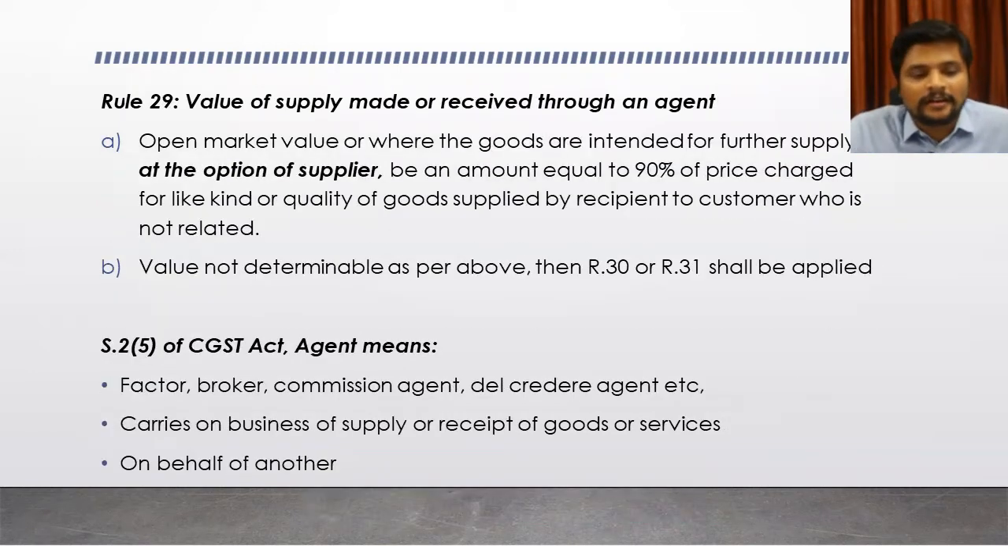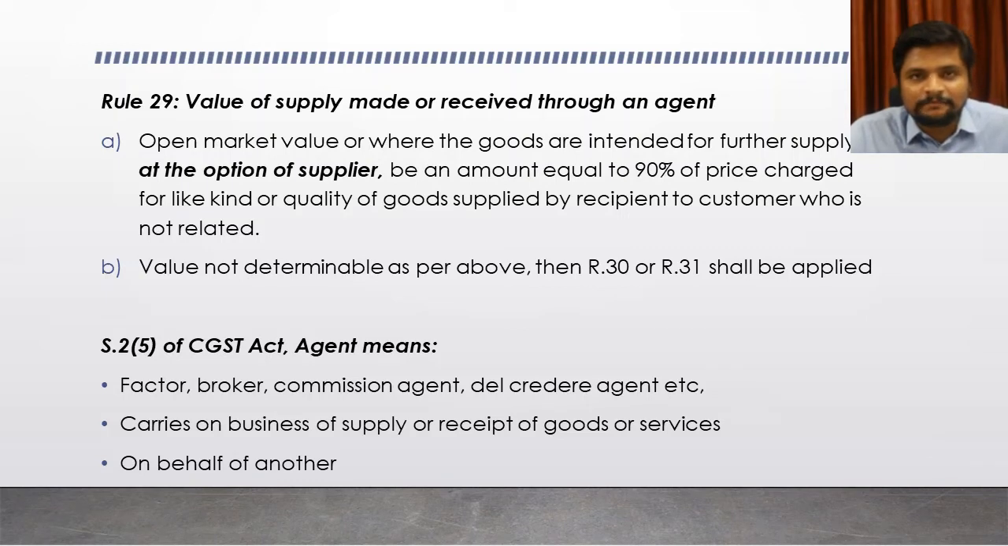Okay, next we will enter into rule 29. Value of supply made or received through an agent. Rule 28 is supply between related persons which is not through an agent. Here, value of supply made or received through an agent. In that case, what are all the conditions? Condition number 1, clause A. Open market value has to be taken, or where the goods are intended for further supply, at the option of supplier, an amount equal to 90% of price charged for the like kind or quality of goods supplied, whatever the case may be. So that is provided here.